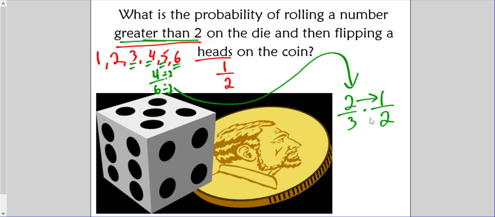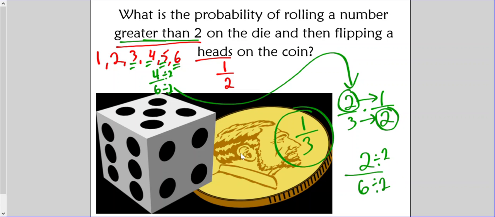You multiply straight across, and you get a 2 on the top and a 6 on the bottom. So some of the time, when you simplify these in the beginning, you might not have to simplify this, but sometimes you do. When this and this have a common factor, you are able to simplify that, and here we simplify by 2, and our final answer is 1/3. So we have a 1/3 chance of getting a number that's greater than 2, and then getting a heads.